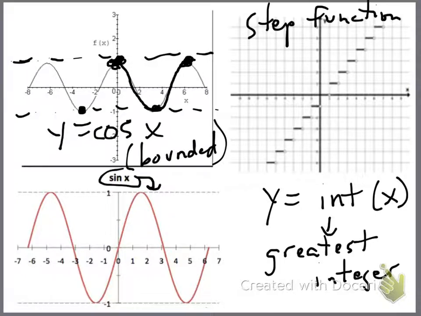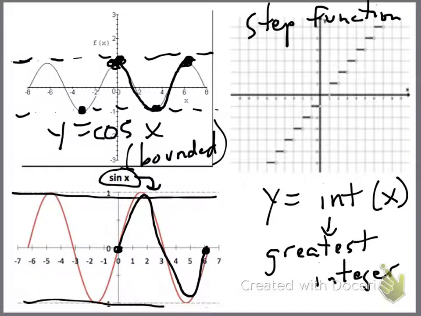Sine x. That's this graph right here below. So here's one cycle of sine, that's terrible tracing by the way. Now, same thing with the cosine graph. This is bounded. It's bounded up here and it's bounded down here.